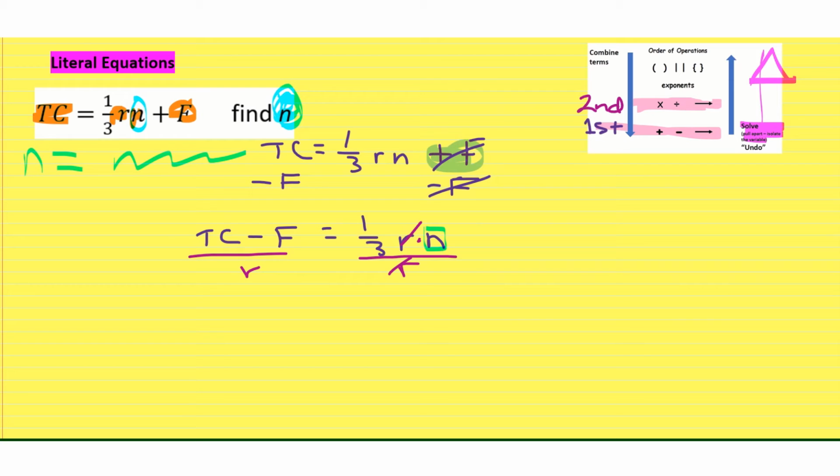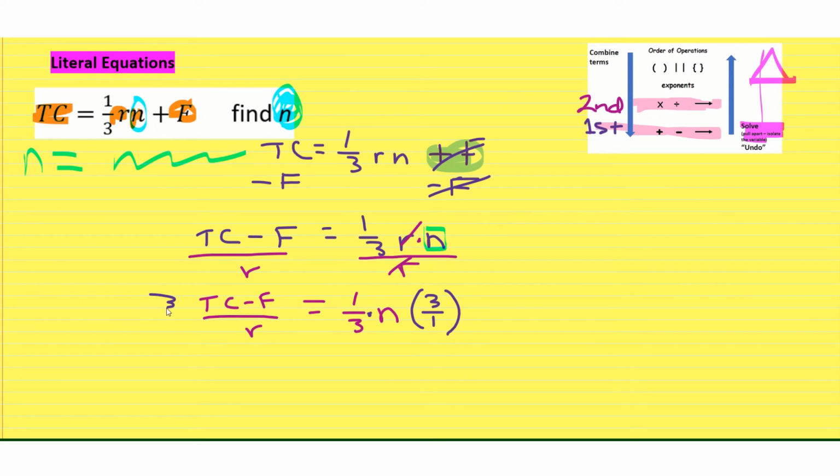So if I rewrite that, it's going to be TC minus F divided by the R is equal to the 1/3 times the N. So now the only thing I have left is a fraction being multiplied times the N. Normally if I'm multiplying, I undo by division, but if you remember, if we divide a fraction by a fraction, we are really multiplying by the reciprocal.